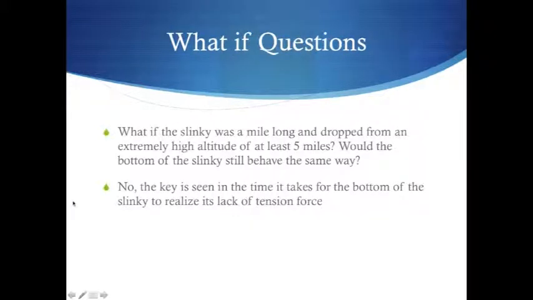Now, what if questions? What if the slinky was a mile long and dropped from an extremely high altitude of at least 5 miles? Would the bottom of the slinky still behave the same way? No, the key is seen in the time it takes from the bottom of the slinky to realize its lack of tension force. The slinky would have too much time to realize its tension force getting smaller, and it would start to drop before it fully compressed.